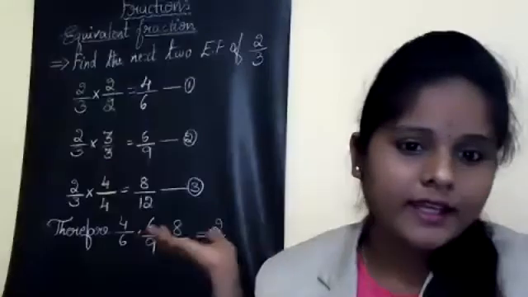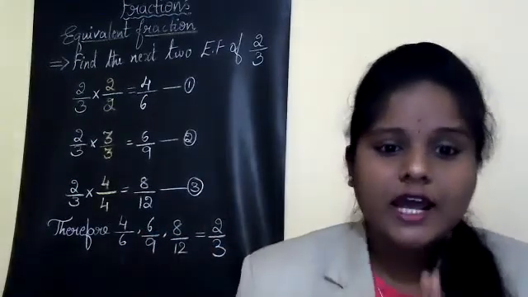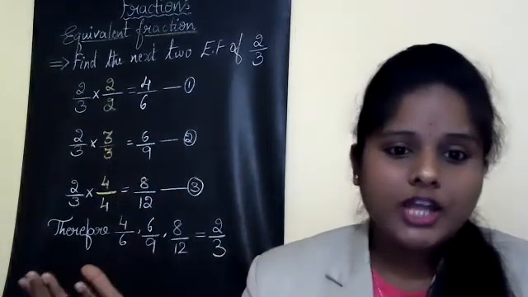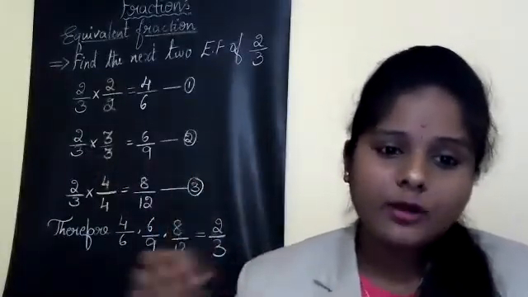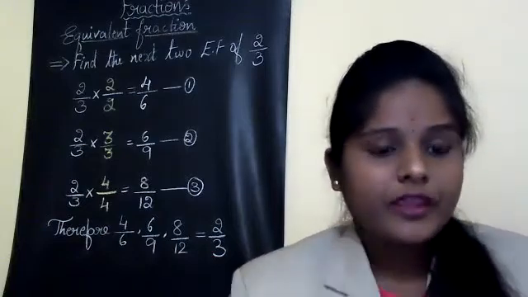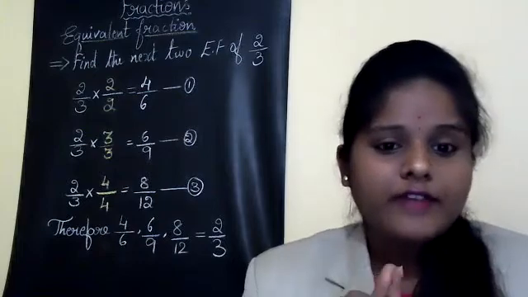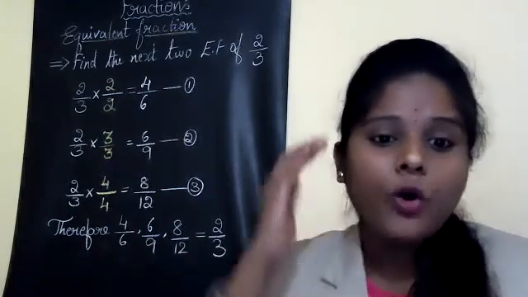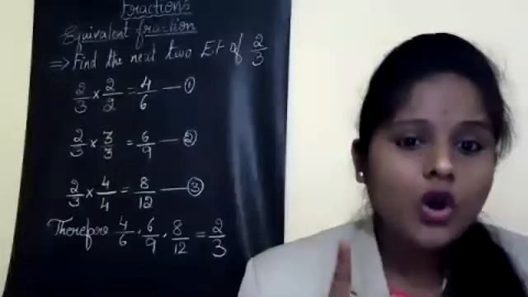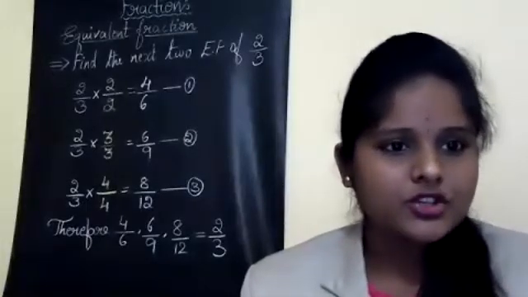You want me to repeat again? Shall I repeat? Yes. So equivalent fractions are the fractions whose numerator and denominator are different but the value will be the same. And to obtain the equivalent fraction, what we have to do? We have to multiply both numerator and denominator by a non-zero number. Did you understand this much? Yes?